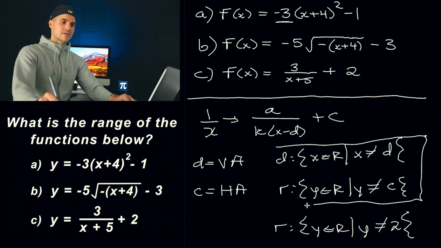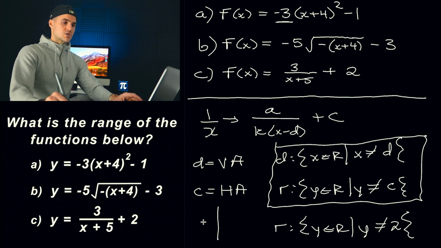So you should remember at this point, domain and range for a reciprocal function always has this format. Domain: x can't be the vertical asymptote, which in this case is -5, but they're not asking for the domain. The range is always going to be y cannot equal the horizontal asymptote, which is always the c value, which is positive 2 in this case. It doesn't depend on whether the a value is positive or negative, like it does for the square root function and the quadratic, because you could have the reciprocal function looking like this, but if you reflect it, then it's going to look like this.